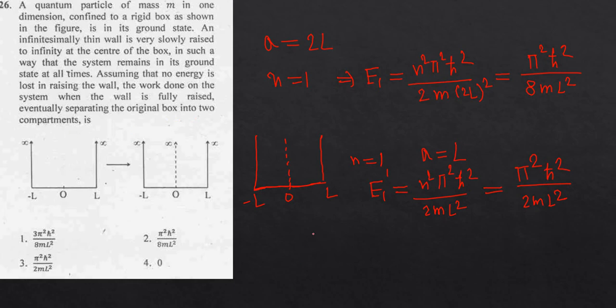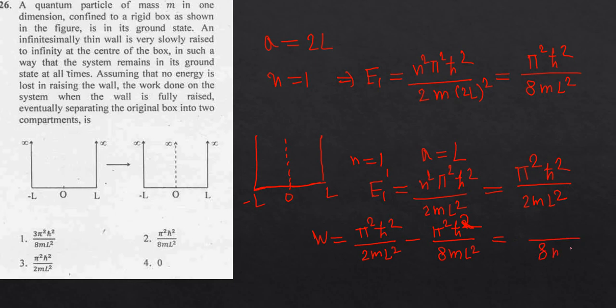तो अब वर्क कितना डन हुआ? So for the work done you have to calculate the final energy minus initial energy. Pi square h cross square upon 2ml square minus pi square h cross square upon, so here it is 8ml square.